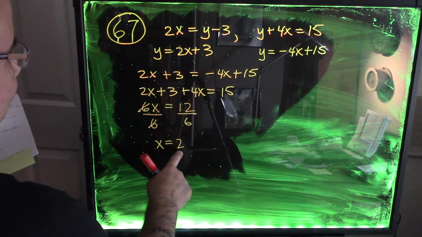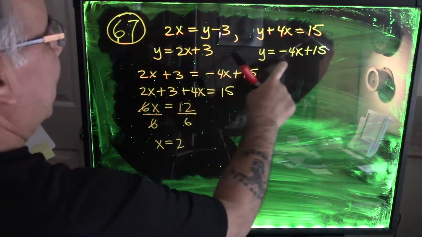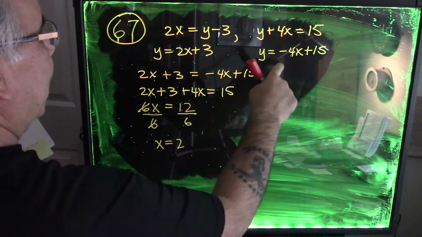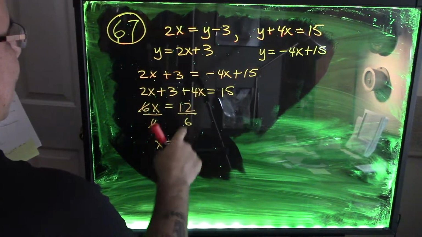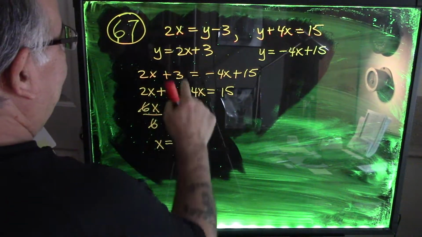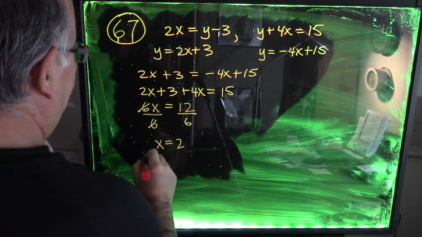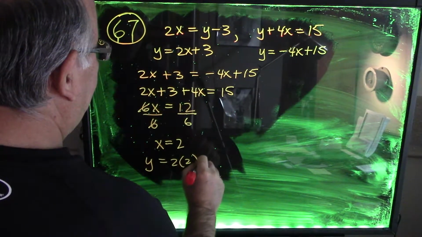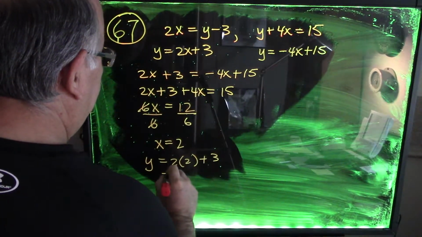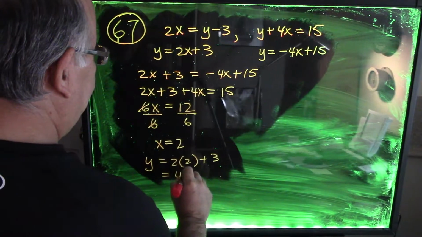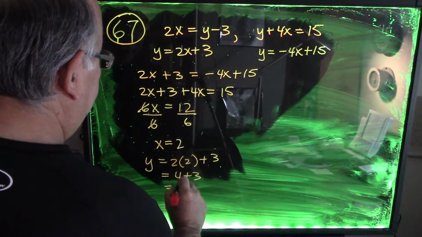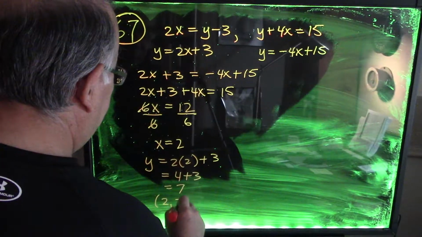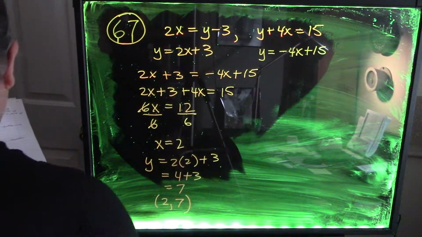So you can let x equal 2 in either one of these equations. Alright? Use the easier one, the one that's easier for you. Let x equal 2 right there. Substitute, and that'll give you what y equals. So y equals 2 times 2 plus 3, which is 4 plus 3, or 7. So we have the point of intersection 2, 7. Alright?